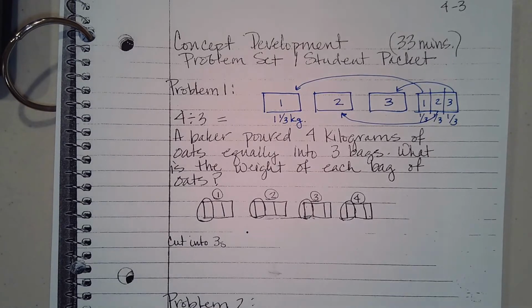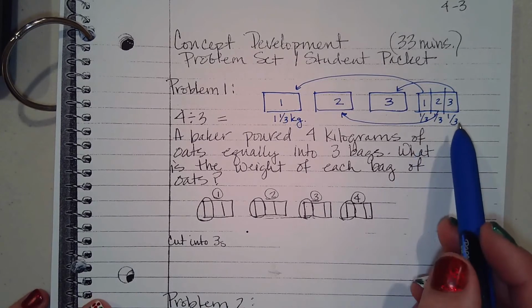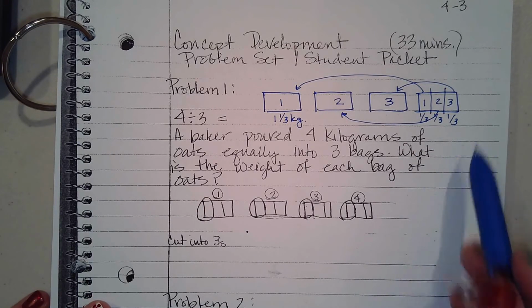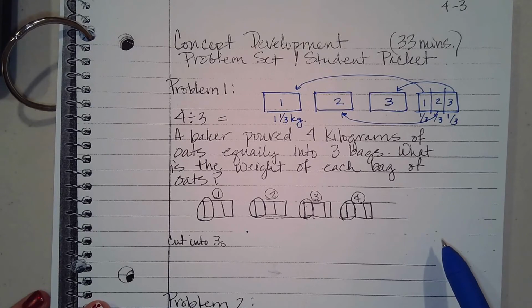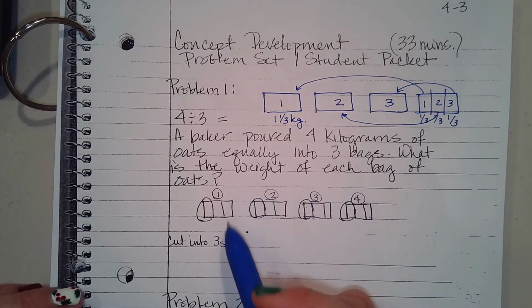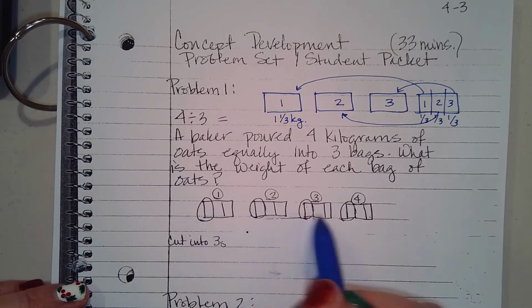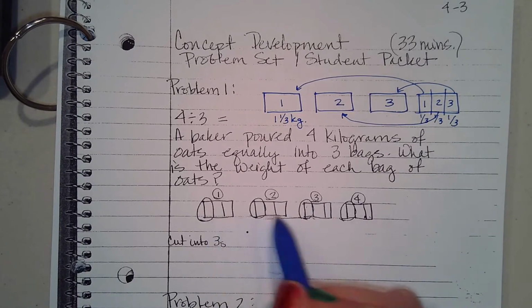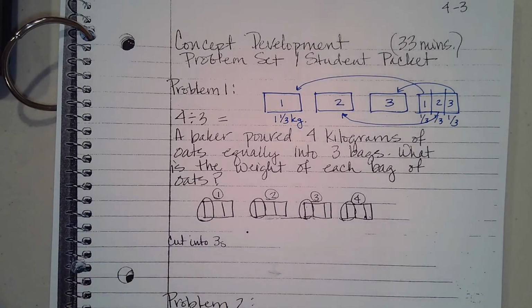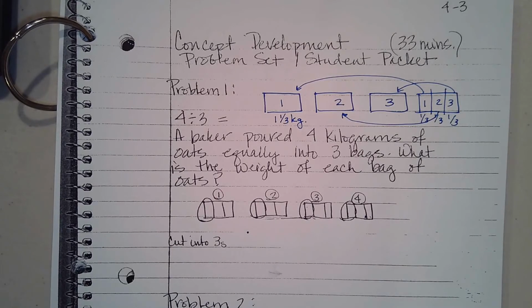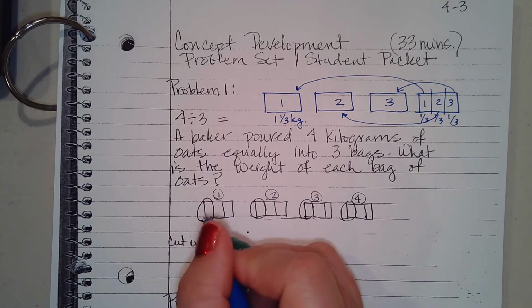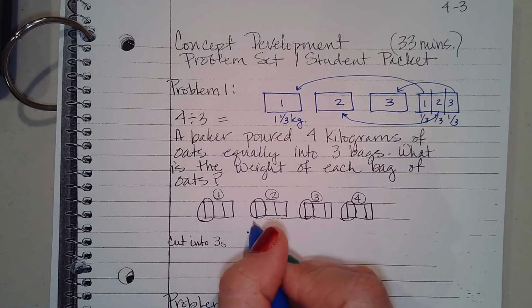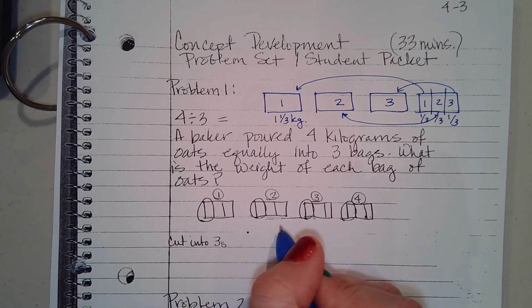So another way of attempting that problem, because remember, we can do it 2 different ways to represent your thinking and how your brain divides things up. I can cut all of these 4 kilograms of oats up into thirds and then split them into 3 bags. So I can cut them into thirds. Each bag will get 4 thirds.